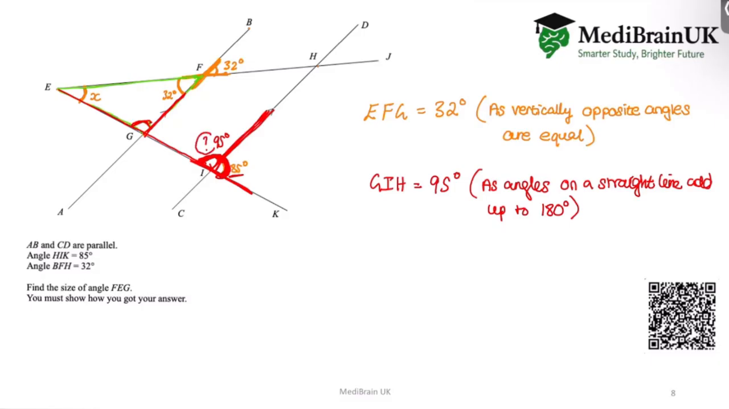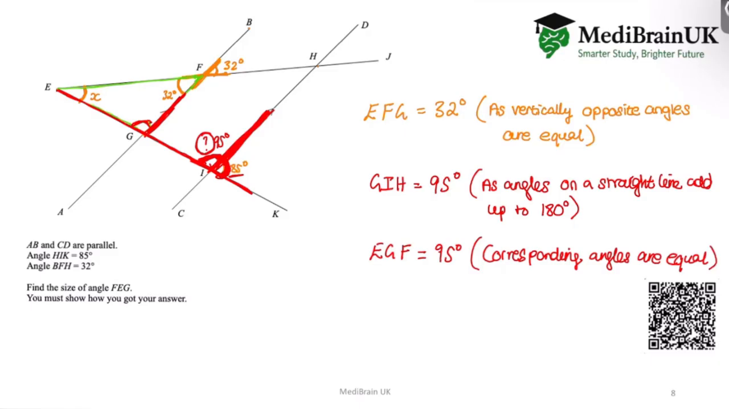Now we've worked out that question mark. We can see that this F has been formed, that I've just drawn out. The angles within an F are going to be equal. So that means that EGF, so E to G to F, that angle is going to be 95 degrees as well, because it is corresponding with the other angle. So corresponding angles are equal.